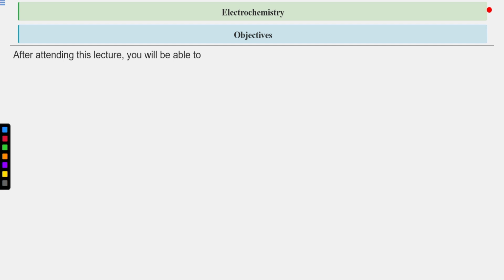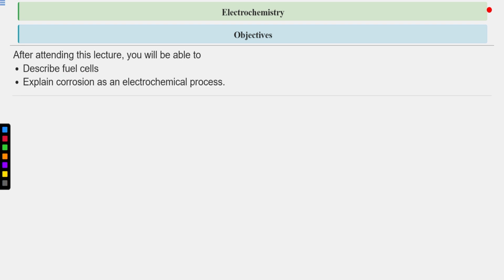So let's start with today's objective. After attending this lecture, you will be able to describe the fuel cells, and then you will be able to explain corrosion as an electrochemical process. Corrosion is a chemical process, you can say. So after attending this lecture, we can do both.